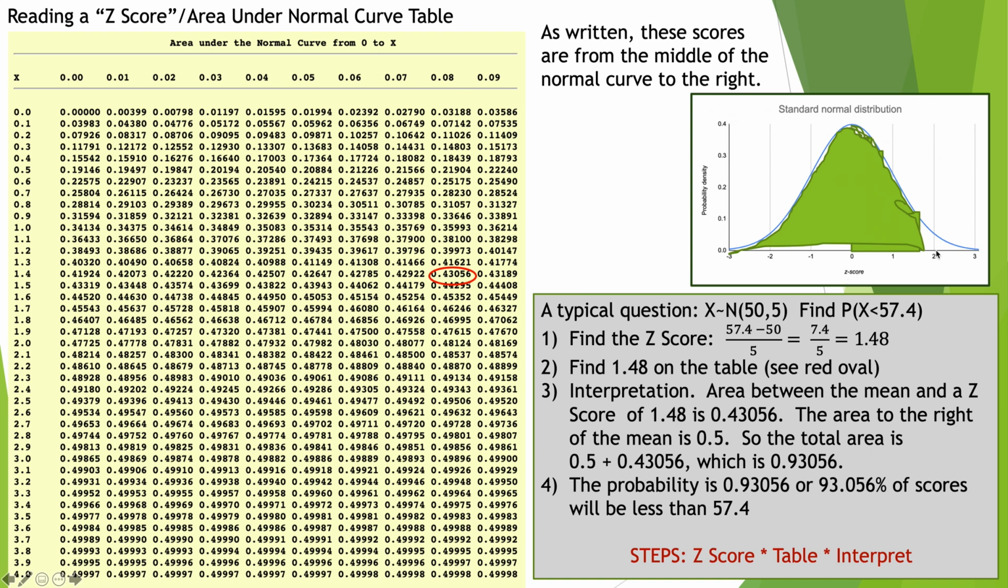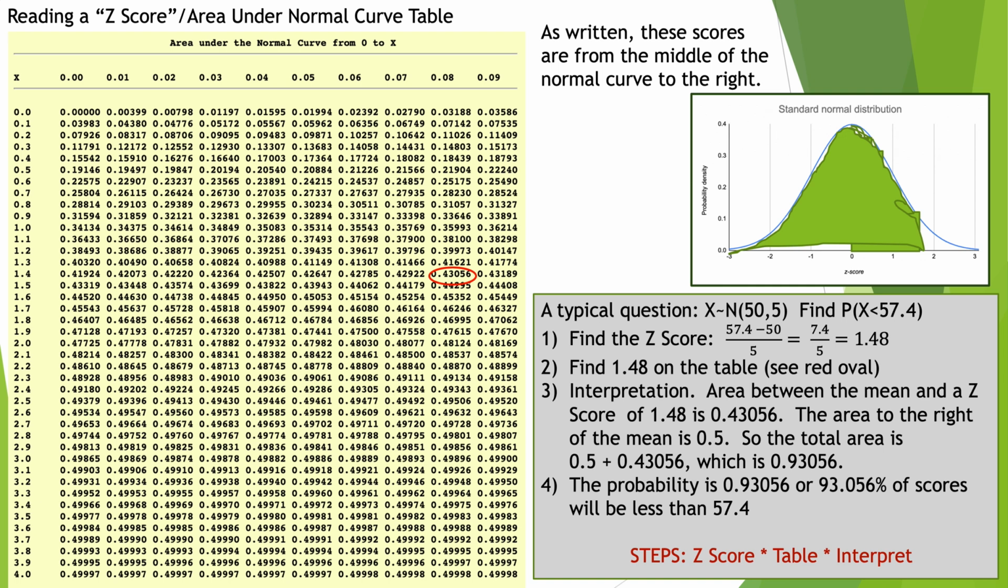So that means the area of this part of the curve, from 0 to this line here close to 2, is going to be 0.43056. And don't forget, from the 0 left is 0.5. So I add them up and I get 0.93056. That's what the probability is. In other words, 93.056% of the scores are going to be less than 57.4.